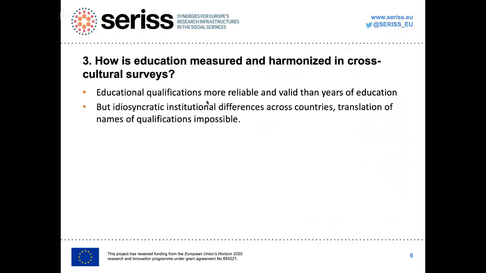So when we look at educational qualifications, however, we have very idiosyncratic differences in educational institutions across countries, which also means that we cannot translate the names of educational qualifications. Just as an example, take the English word bachelor. If you use the kind of seeming equivalent in French, baccalaureat, it denotes a very different level of education. So be very wary of translating anything in the area of education.